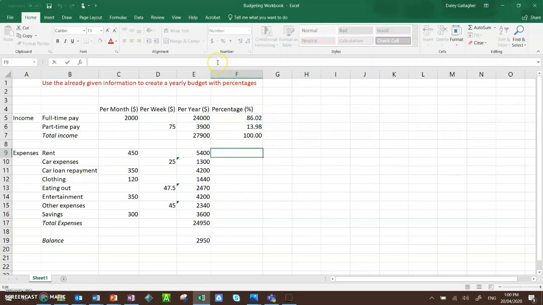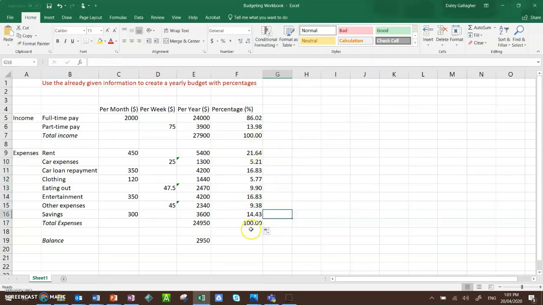So let's do that same process here, and we'll get it right the first time now. So I can press equals, and then the $5,400 divided by the 24,950 times 100%. But remember, I don't want the E17 box, I don't want total expenses to move at all. So I need a $ sign there and a $ sign there in front of both the letter and the number. So that means 21.64% of this person's expenses are devoted to rent. So let's drag that all the way down now, and we can see all of the different expenses here.